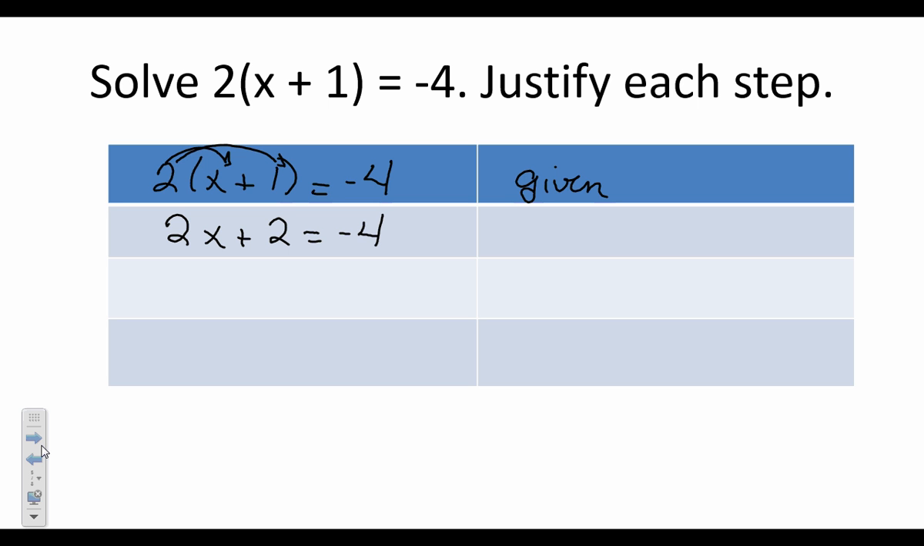And our reason, you said you're distributing, right? Abbreviate. Distributive property. What's the next step? So we're going to subtract what? Minus 2. So what's our reason for that? Subtraction property of equality.